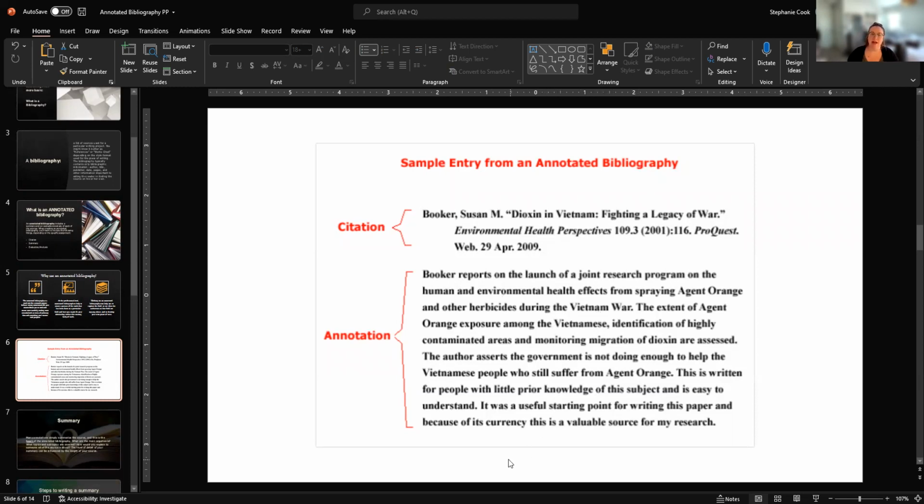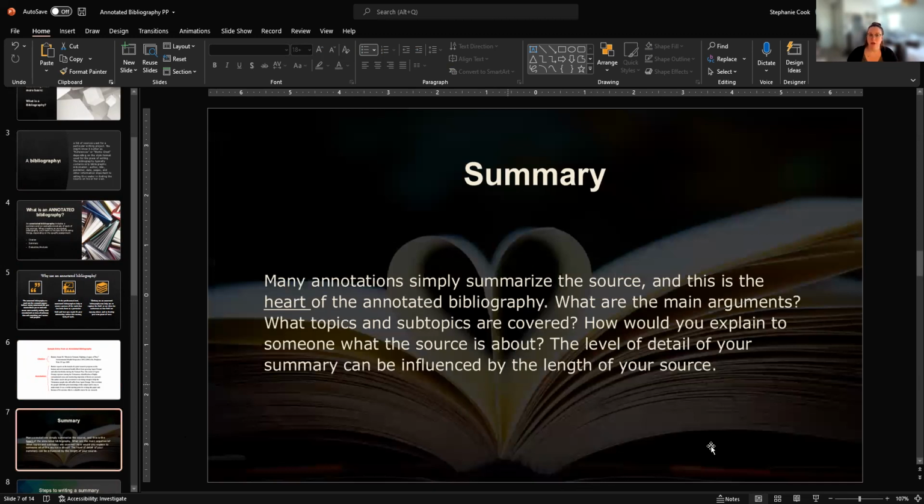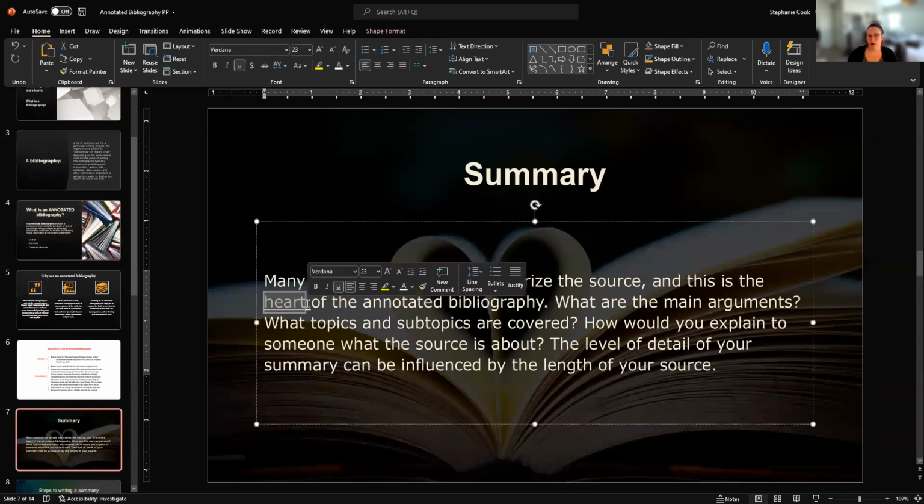For yours, you're adding one more piece, which is the evaluation, the analysis piece, and we'll talk about that in a second. So you'll actually have three chunks here: a citation, an annotation, a summary, and an evaluation. So in the summary, what I want is the heart of the article.